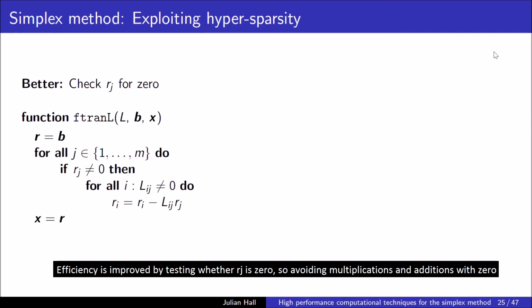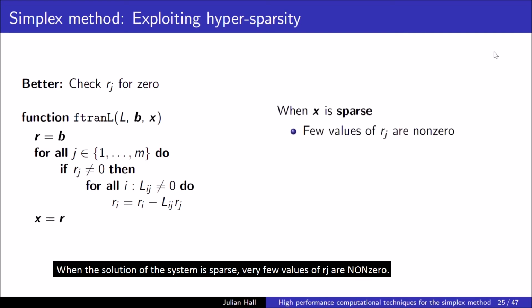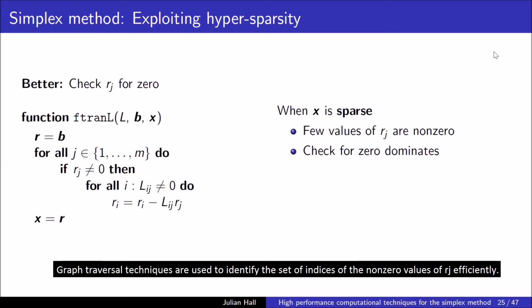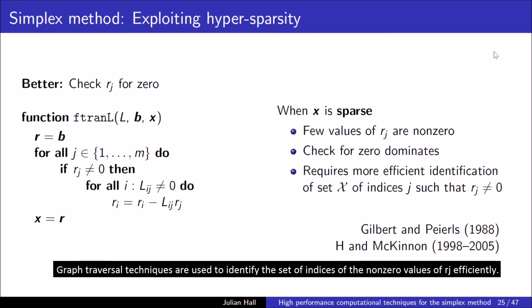Efficiency is improved by testing whether Rj is 0, so avoiding multiplications and additions with 0. When the solution of the system is sparse, very few values of Rj are non-zero. The computational cost, indeed, is dominated by the test for 0. Graph traversal techniques are used to identify the set of indices of the non-zero values of Rj efficiently.